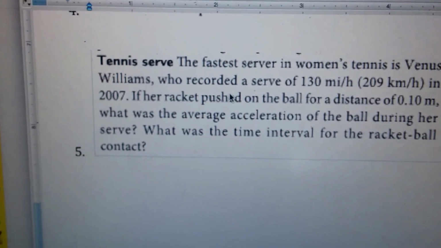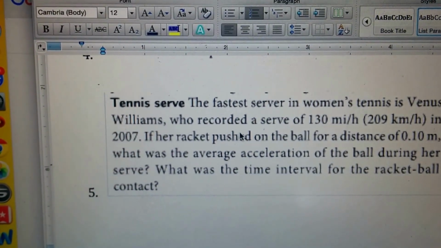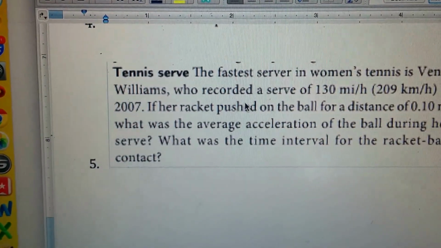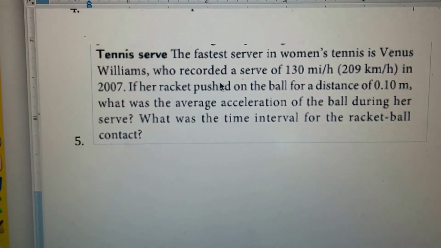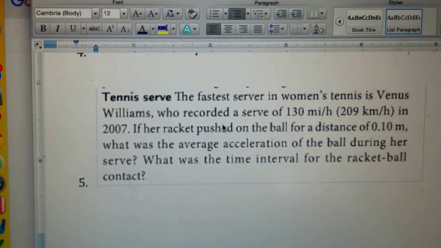So Venus Williams has recorded a serve of 130 miles per hour in 2007. She pushed the ball a distance of 0.1 meters, and we're looking for the acceleration and the time. So let's go through those steps.